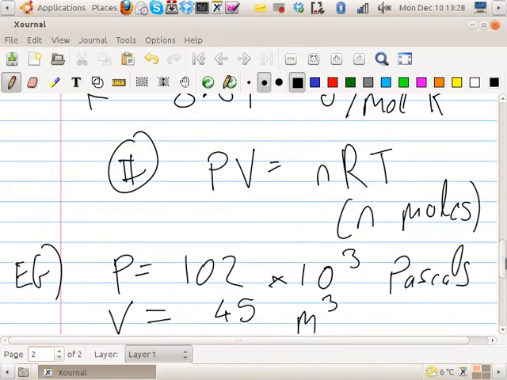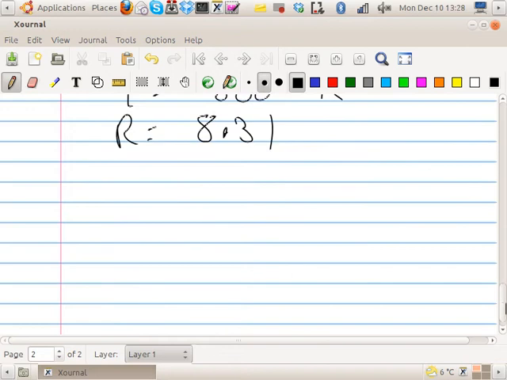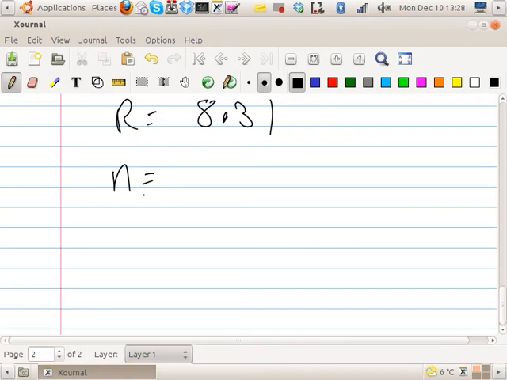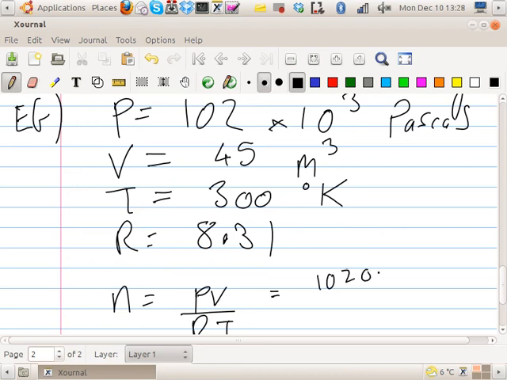Okay, what else do we want? We have everything, we can get our n. n equals PV over RT. So if you take out your calculator, there's all my information. So if you can calculate, that'd be 102,000 times 45, all over 8.31 times 300.